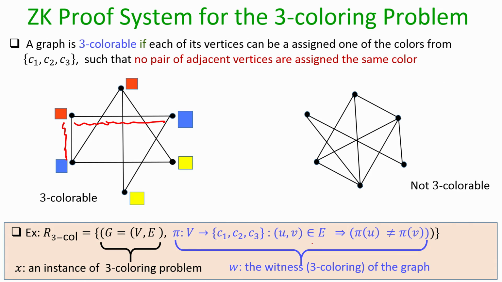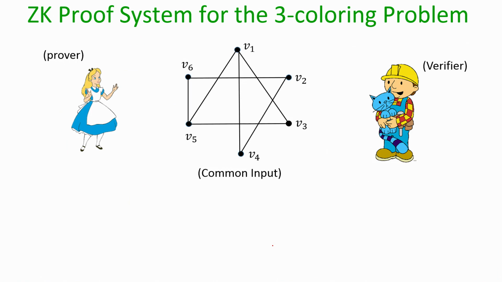and the witness pi should satisfy the restriction that if the edge u comma v belongs to the edge set, then the color assigned to the node u and the color assigned to the node v should be different. If indeed it is possible to come up with such an assignment of color pi for the given problem instance x, then x comma w will be considered a valid entry, satisfying the relation 3 coloring. If we can't find a witness w corresponding to a given x, then that x will not be present in the 3 coloring relation.